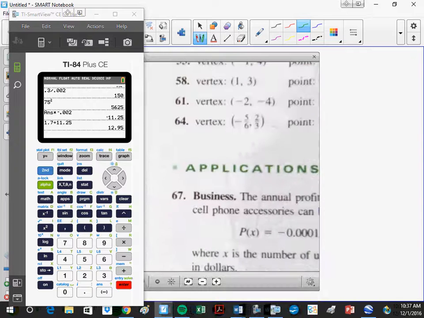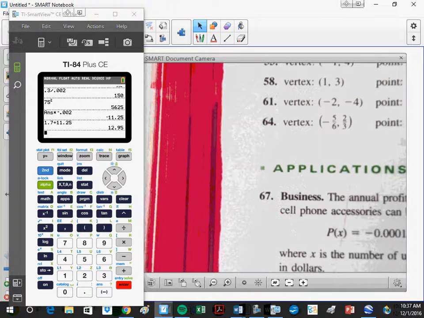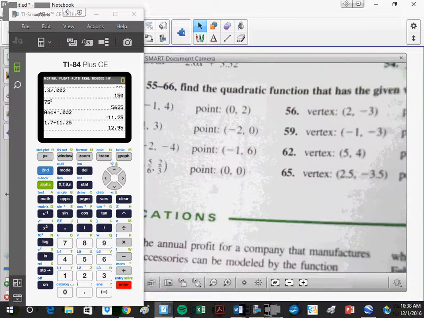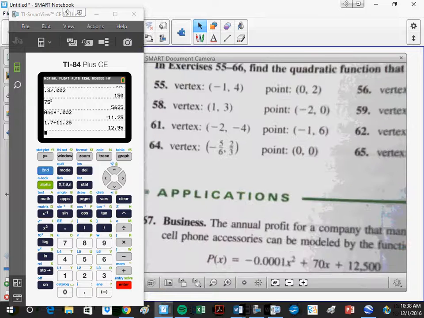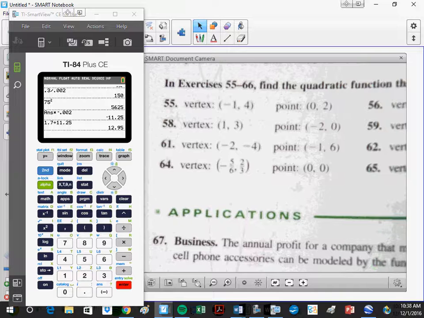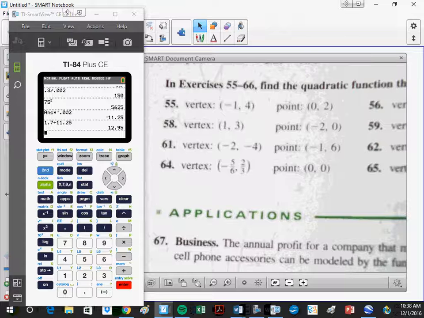This says, hold on, let me move that over a little bit. The instructions say, find the quadratic function that has the given vertex and goes through the given point. So we have our choice between, we could use the standard form equation or we could use the vertex equation. They'll both work. Which one do you prefer?